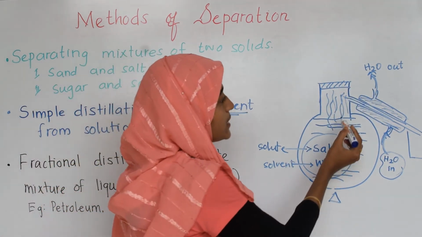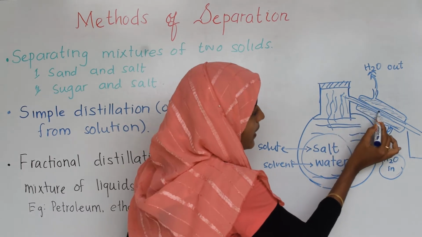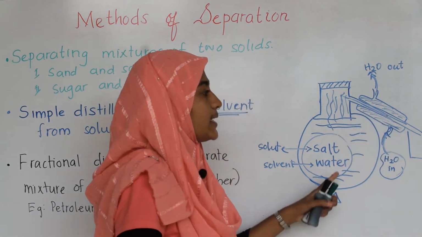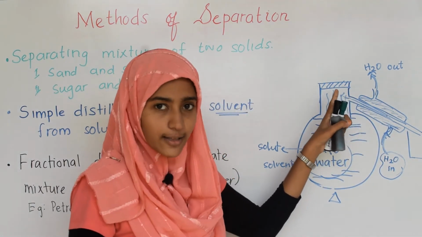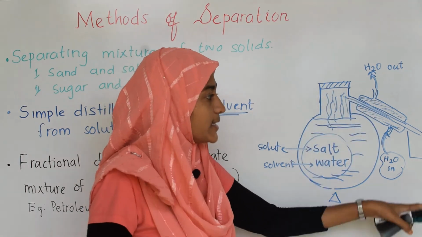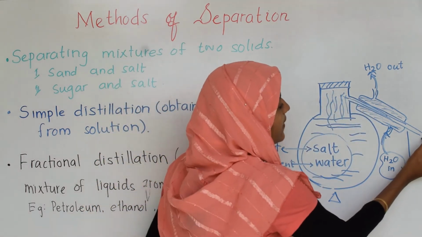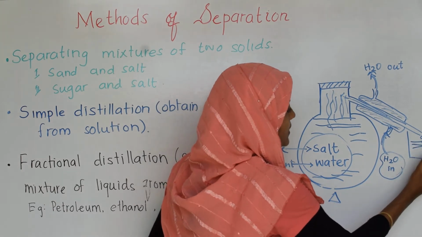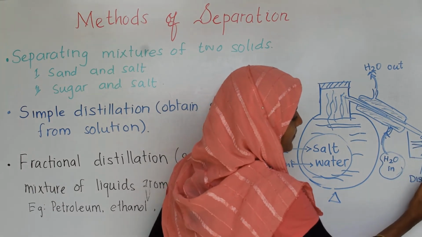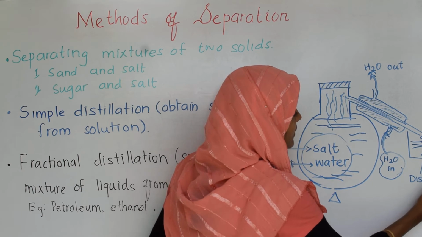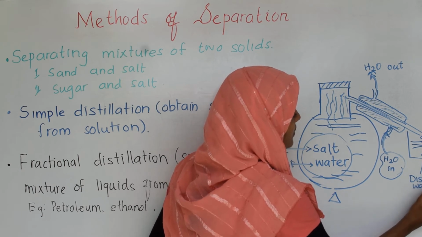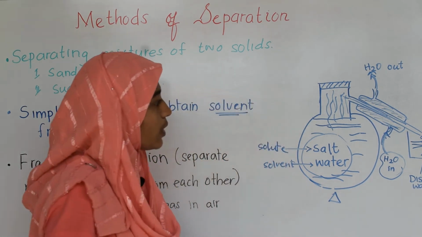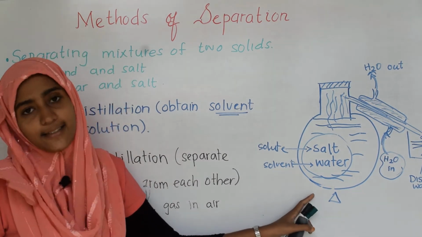Then what happens, this water vapor goes through this part, loses its energy, becomes cool, condenses, becomes liquid, and then you can collect distilled water in this container or the beaker, distilled water. So this process is called simple distillation.